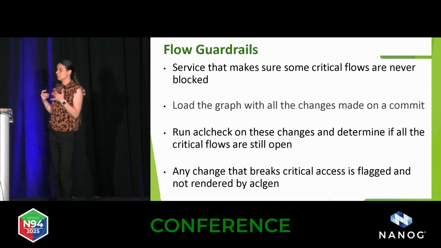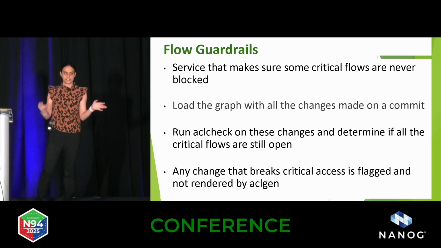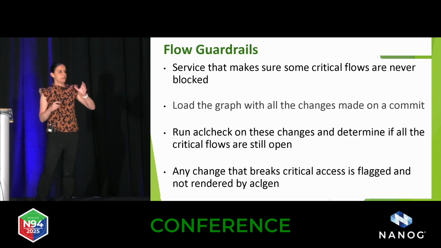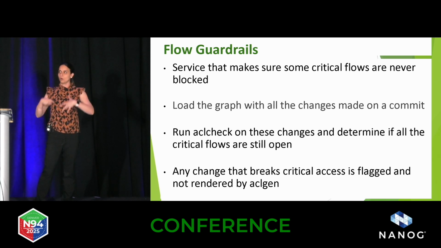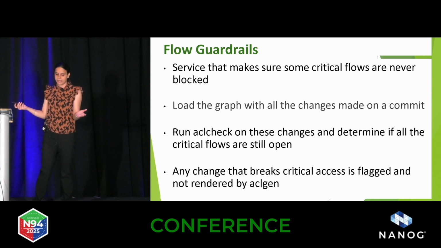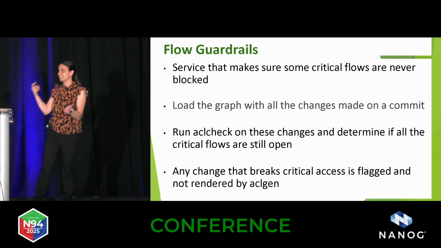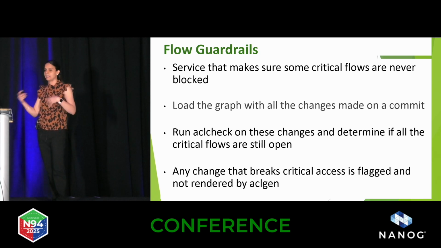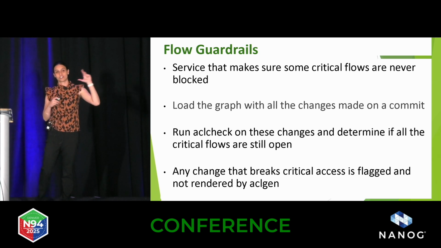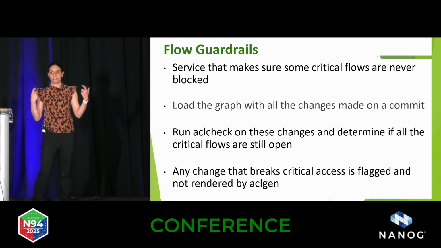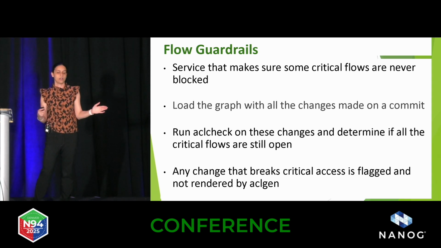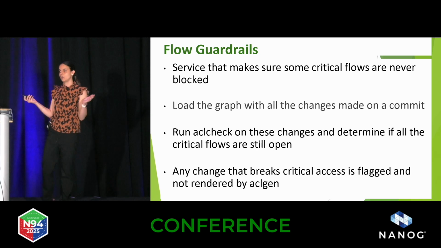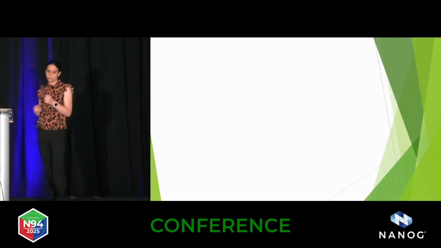To make sure that these flows are always open, every time a commit, a change request, is published to us, we load the graph in order and check what changes were made on that commit. Then we run something called an ACL checker on these changes and determine if those critical flows are still open. If they are, well and good. If they're not, we flag that change and it is then not rendered by ACL gen and stopped right there.